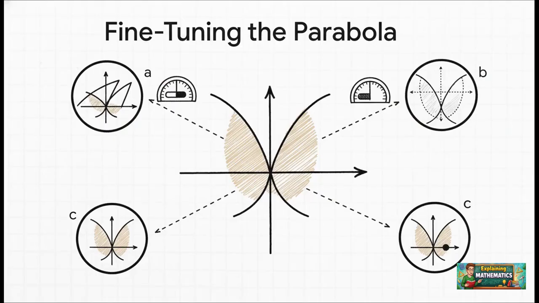The other coefficients handle the fine-tuning. That a value also controls how wide or narrow the curve is. Then the b value, working together with a, shifts the whole parabola left or right. And c is the easiest of all. It literally just tells you where the parabola crosses that vertical y-axis. With these 3 numbers, you can place and shape this curve anywhere you want.